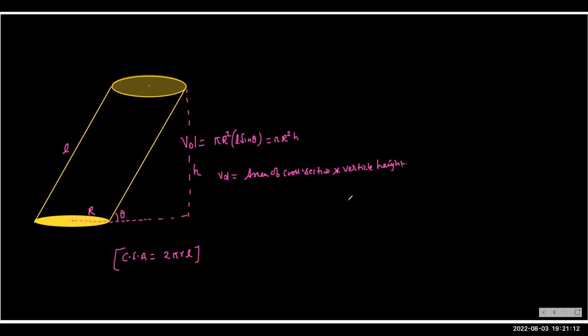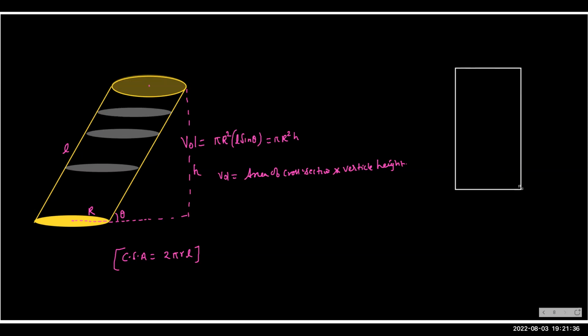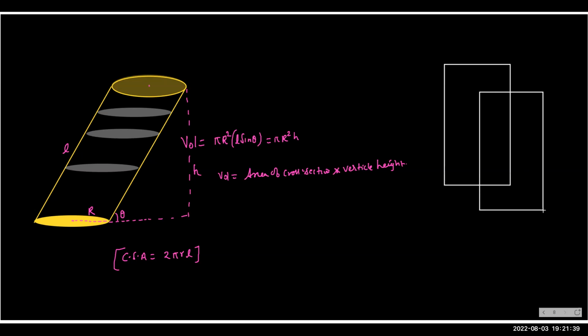But for this formula to be true, the only constraint is the cross section must remain the same. And that is the beauty of the cylinder. In a cylinder, no matter where you go, the area remains the same, isn't it? You can see here. Am I right? So if you draw any shape with constant cross-sectional area, the volume will follow this formula. So what is the formula of volume? Area of the base into height.